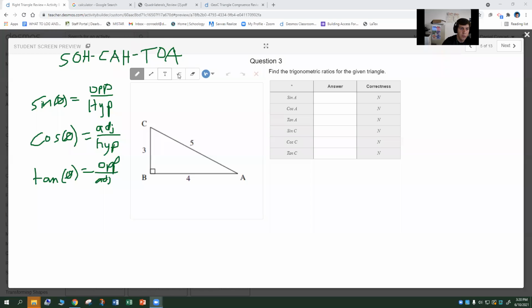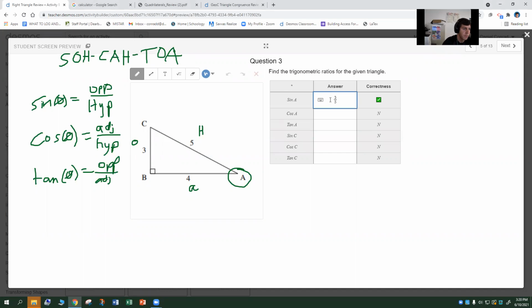Okay, so then we're just filling in the ratios here. We're looking at A. So we circle A and label our sides. So 5 is the hypotenuse, 3 is your opposite, 4 is your adjacent. So sine is opposite over hypotenuse, so that's going to be 3 over 5. Cosine is adjacent over hypotenuse, that's going to be 4 over 5. Tangent's opposite over adjacent, that's going to be 3 over 4.